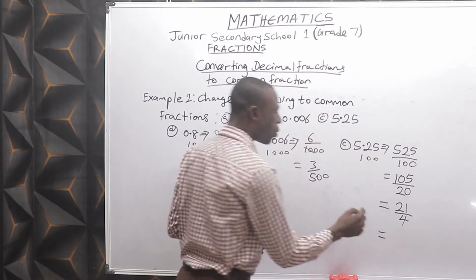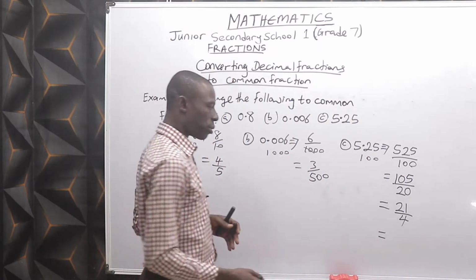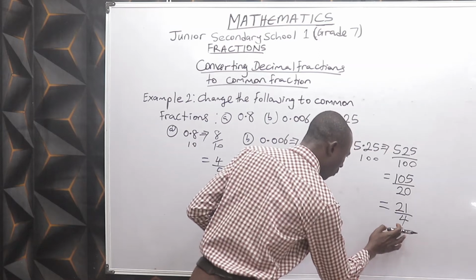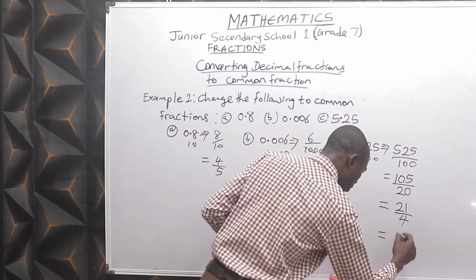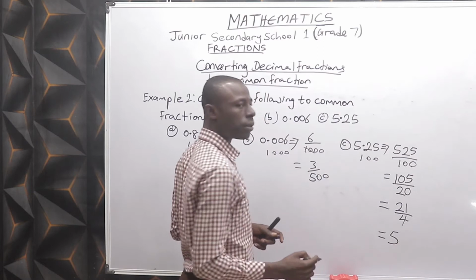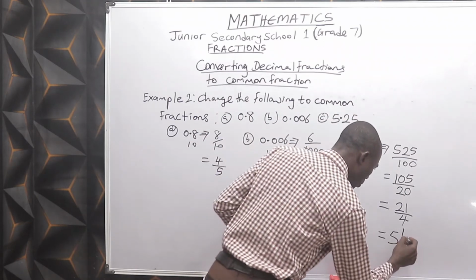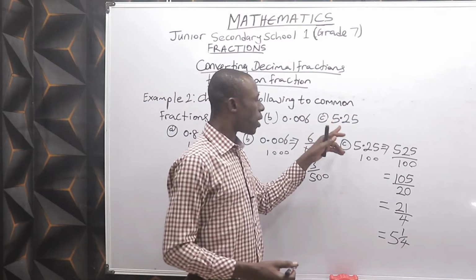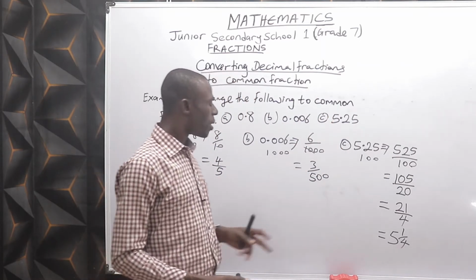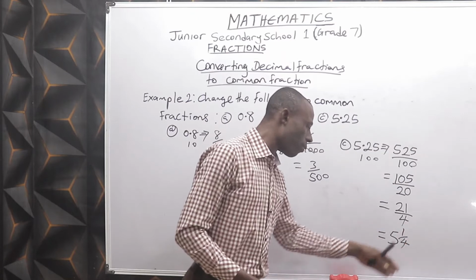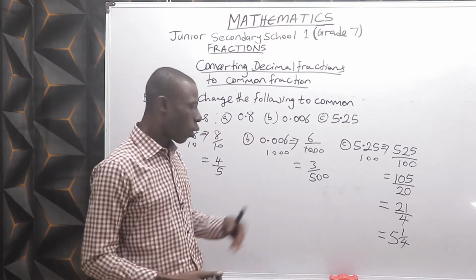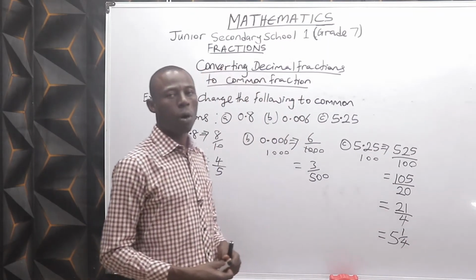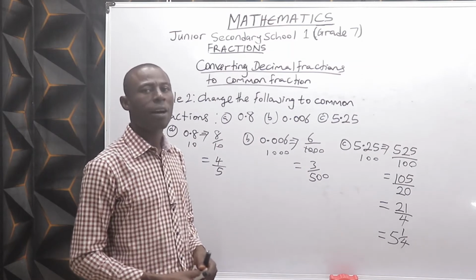And finally, we write this as a mixed fraction. So how many times do we have 4 in 21? That is 5. It remains 1 over 4. So 5.25 in decimal is the same thing as 5 whole number 1 over 4 as a mixed fraction, or 21 over 4 as an improper fraction.